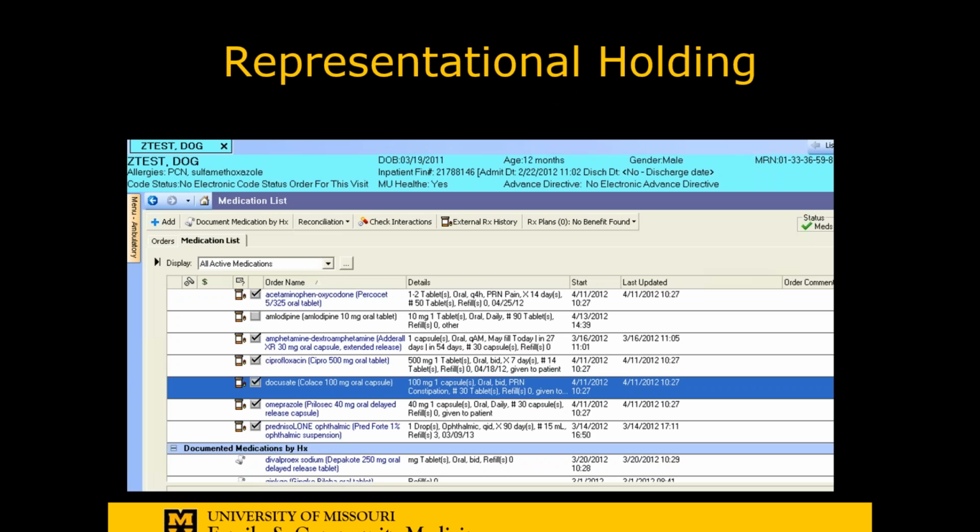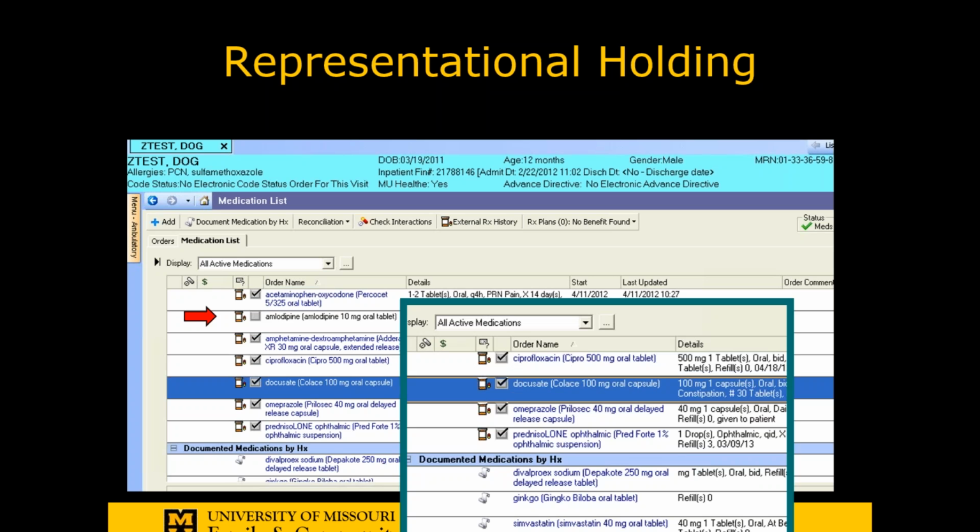This is representational holding. I've got Colace, which is a stool softener, highlighted here for some reason, but what I really want you to look at is amlodipine. Because in its highest dose, which is shown here, it interacts with simvastatin at its highest dose, but only when they're both at their highest doses. So in order to figure that out, you'd have to look and see if they were on those 2 medicines. And this is amlodipine at the highest dose, but we don't see simvastatin here at all, except if you scroll down, you can see that the person is on simvastatin at 40 milligrams, which is the highest dose.